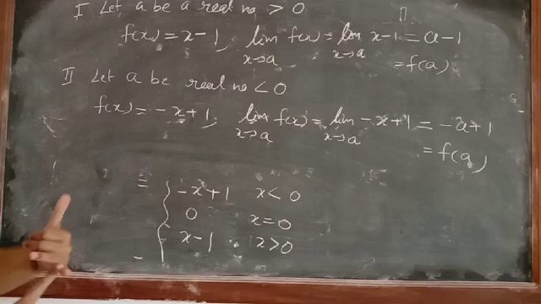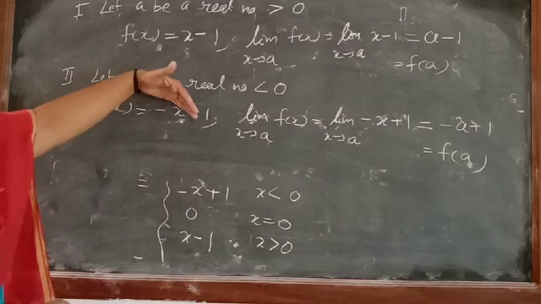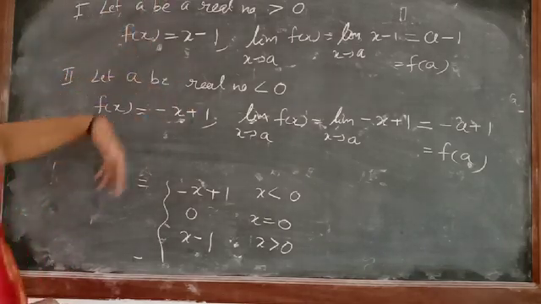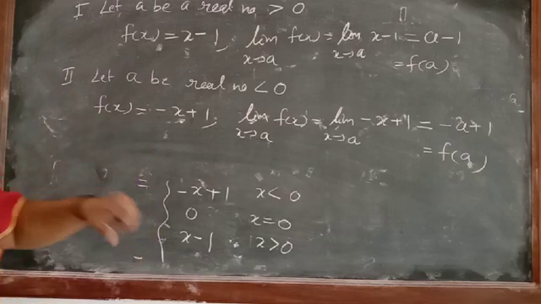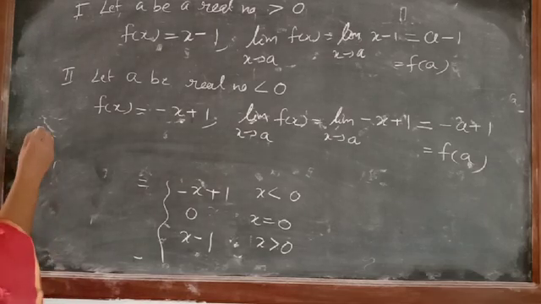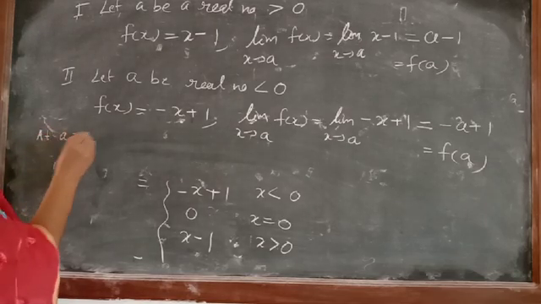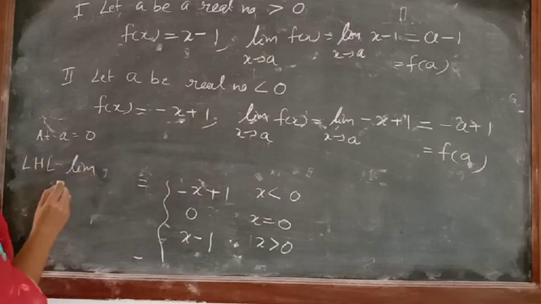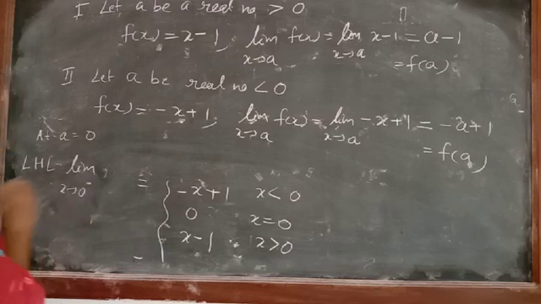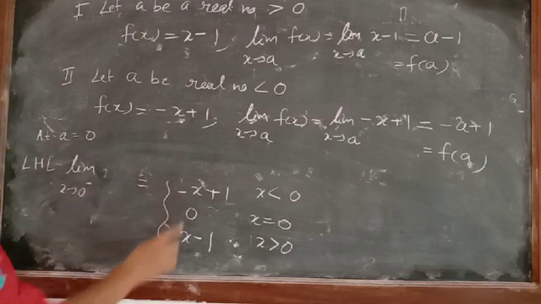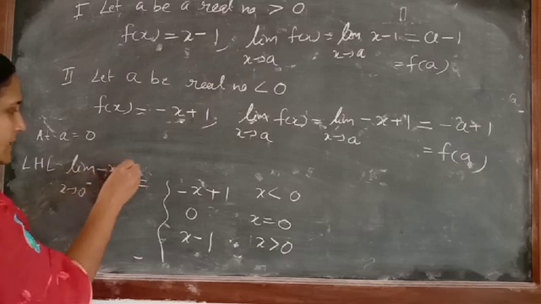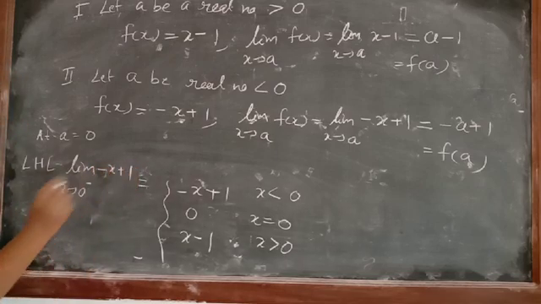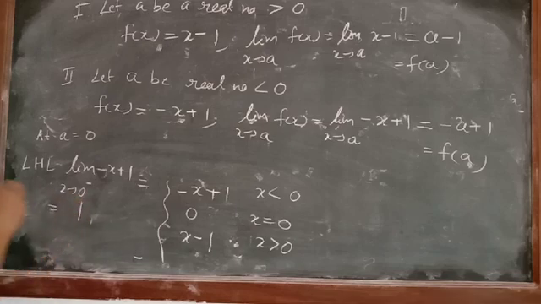So we checked the continuity, we checked the limits for a less than 0 and a greater than 0. Now we have to check for a equal to 0. At a is equal to 0, first we will check the left hand limit. So limit x tends to 0 minus. Which function will come? Yes, this one, which is minus x plus 1. So just substitute x equal to 0, what will come? We will get the left hand limit is equal to 1.